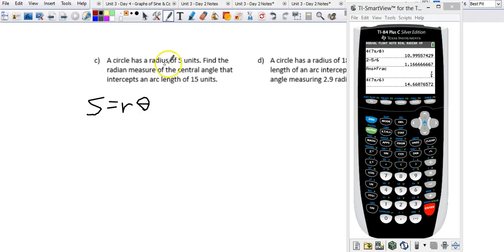So let's read the question. A circle has a radius of 5. There's R. Find the radian measure of the central angle that intercepts an arc length of 15 units. So arc length, that's L, which is your S. We're given actually the length and we're asked to go backwards. So we want to know what is the radian measure. Remember, that's our theta. So we don't know theta. So we're going to just divide. S is going to be 15.